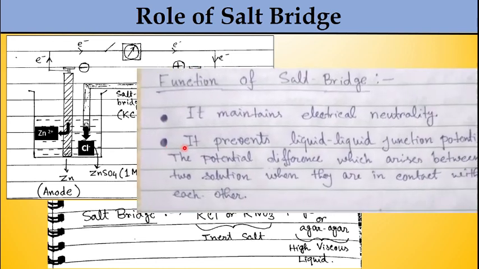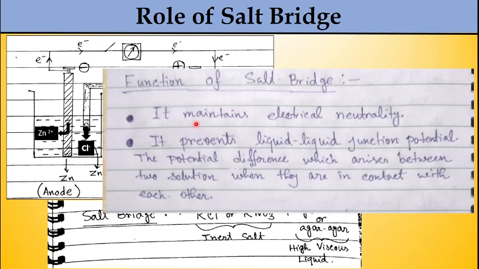So what is the function of the salt bridge? It maintains electrical neutrality, and number two, it prevents liquid-liquid junction potential. This is a new term here: liquid-liquid junction potential is the potential difference which arises between the solutions when they are in contact with each other. If there is no salt bridge, then a liquid junction potential will develop at the junction of the two solutions. But if you use the salt bridge, it prevents the liquid-liquid junction potential.